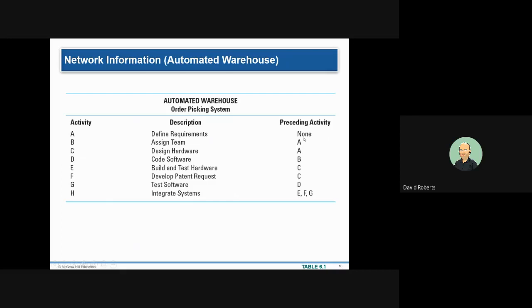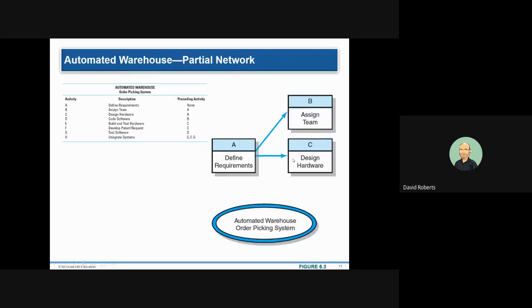A, you can start now because there's no predecessor. Like courses you took in term 1, what did you need? Admission to the school. Assigning the team: you can't assign the team until you define the requirements. I mean, how do you know what type of people you have if you don't know what you're doing? Designing the hardware is done after A, and you read the list as we go through it. So you can see A bursts to be B and C.